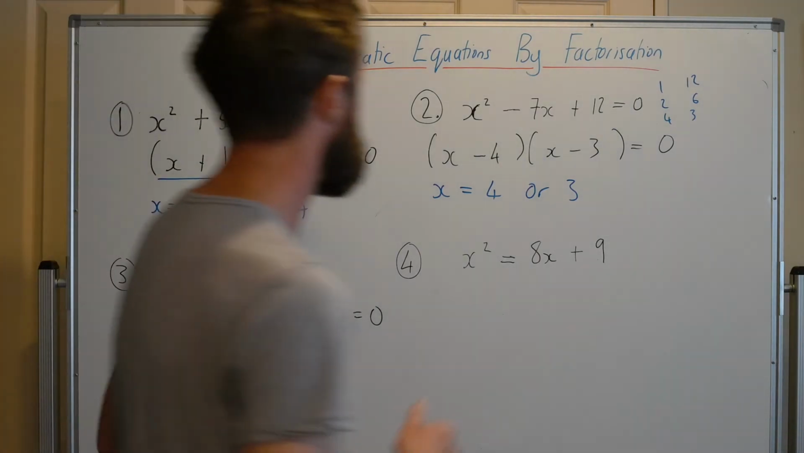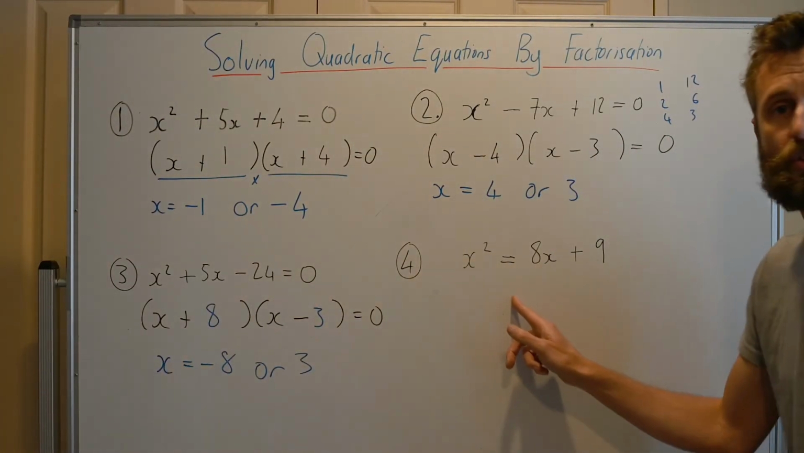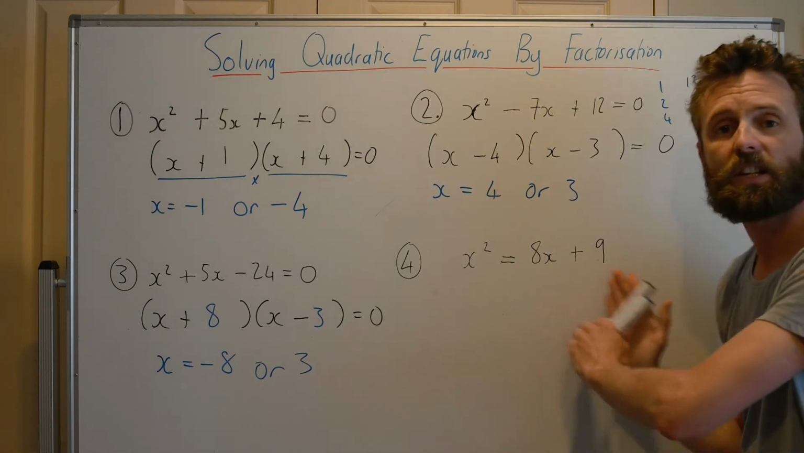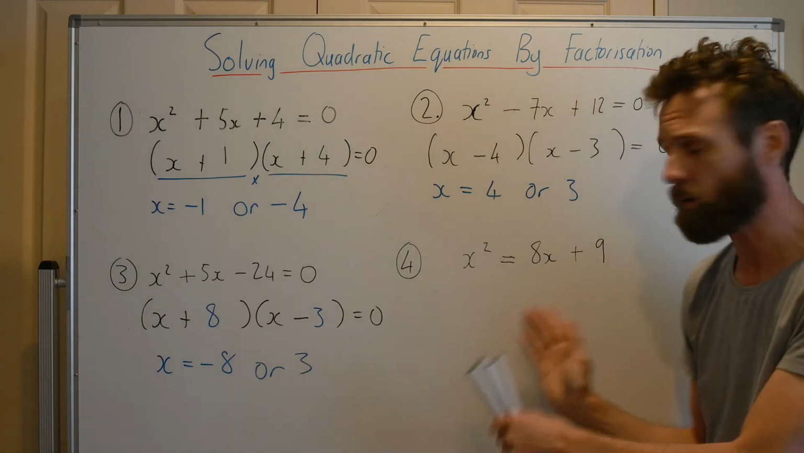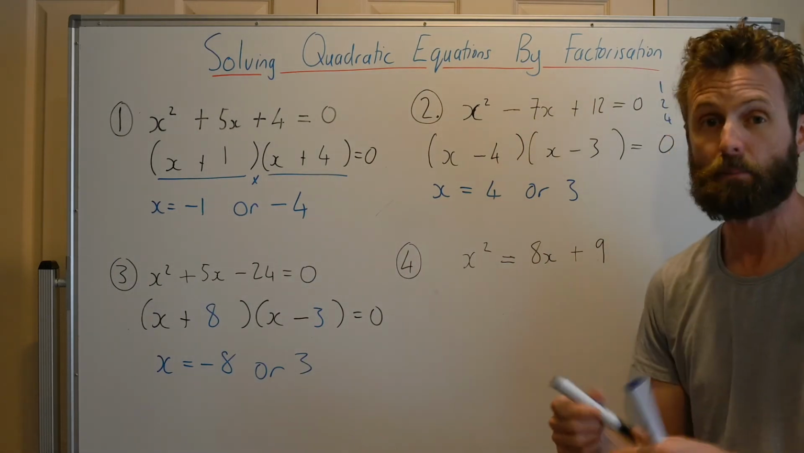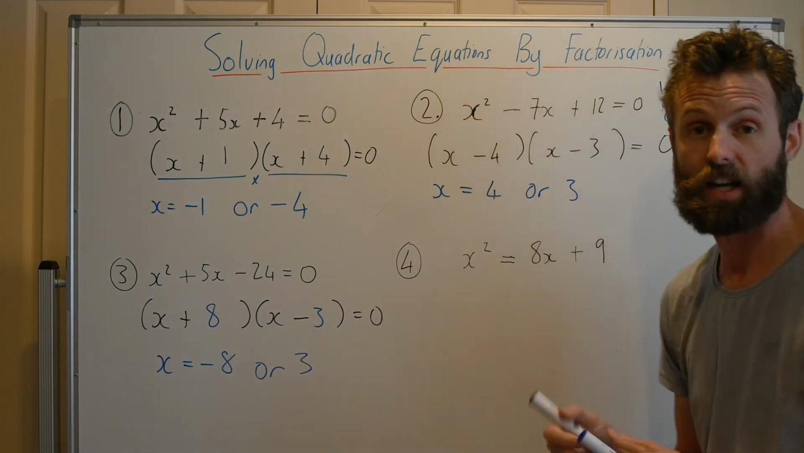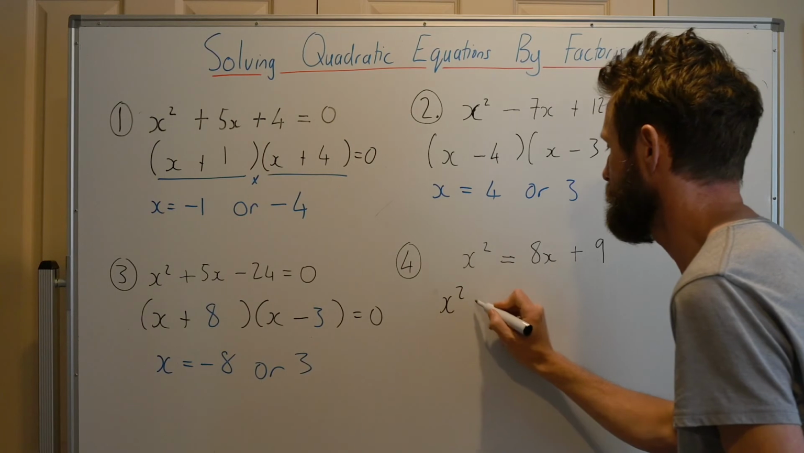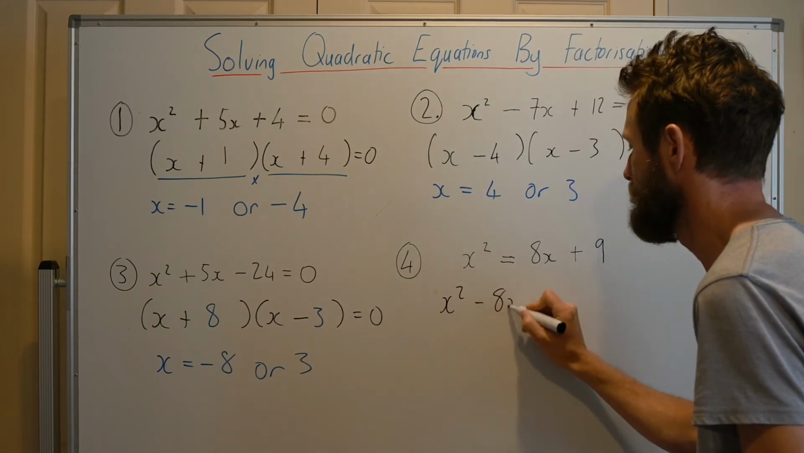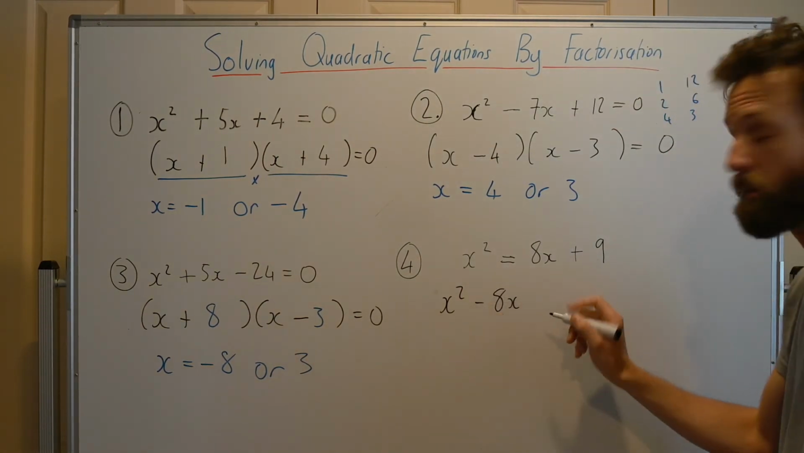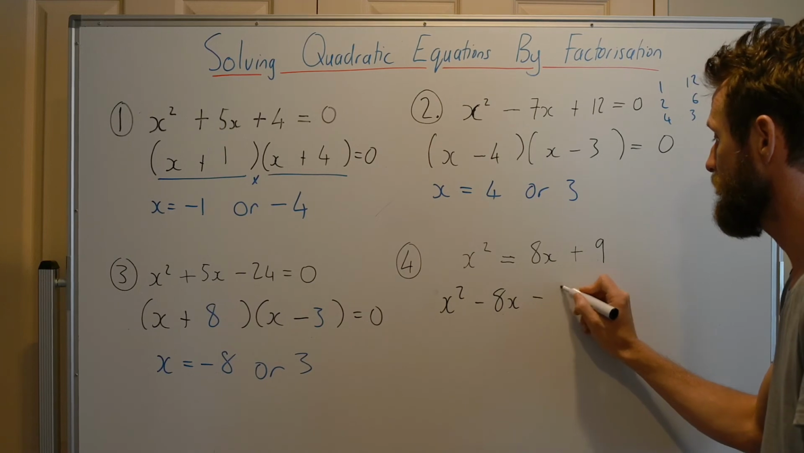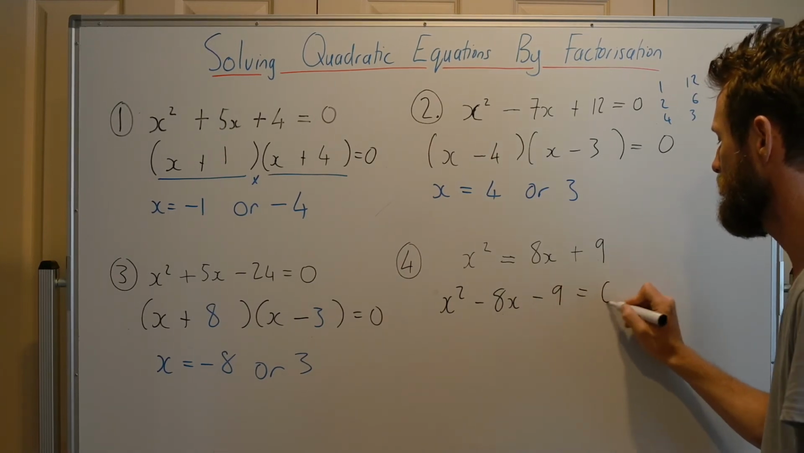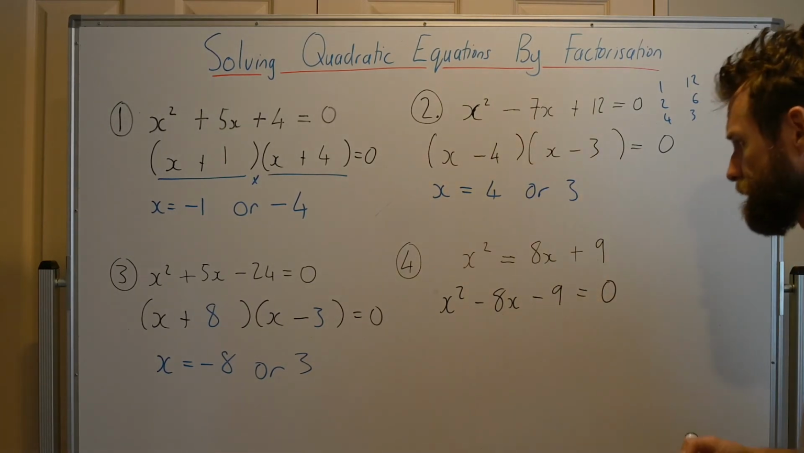Now this last one is a little bit different. You'll notice that I've got an equal sign here. I can't factorise it till everything is across to one side. I can't solve it till everything is across to one side. You're going to get a few like these in your exercise today. So I'm going to move everything across to the left hand side. So I subtract 8x from both sides, and I subtract 9 from each side. And I get to this point here.